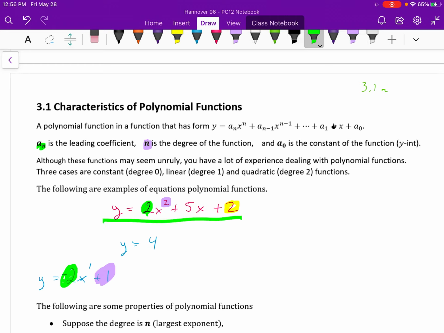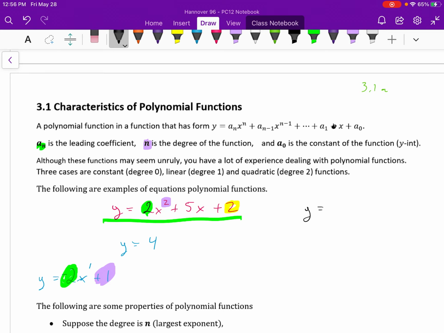Also, the leading coefficient of a quadratic determines something about the shape of a quadratic, and we say that if a was positive, it opened upwards. If a is negative, it opens downwards. And we are actually going to see this played out with other polynomial functions.